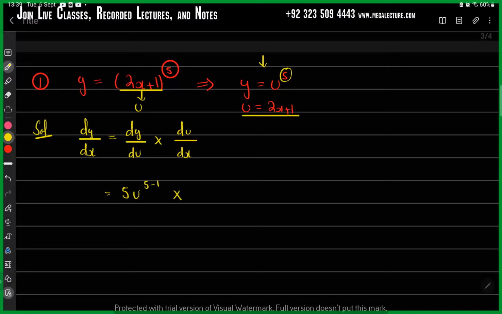So this is going to be, what would be the derivative of this thing? For 2x, it is going to be 2 only, right? Yes. And for 1, it's going to be 0. So finally, I can write it as 5 multiplied by 2, that is 10 u power 4. And I'll plug in the value of u, that is 2x plus 1 power 4. And this is going to be your final answer.